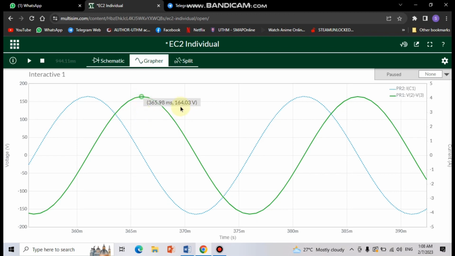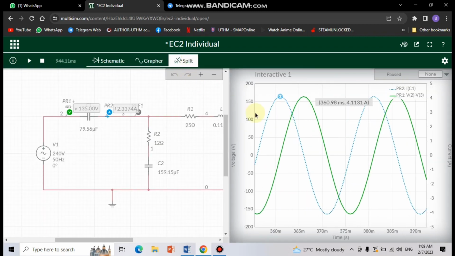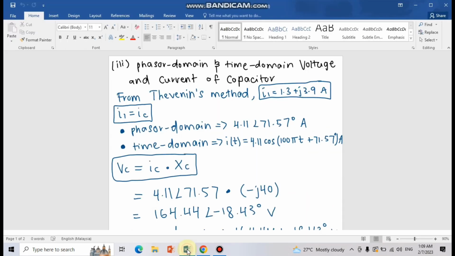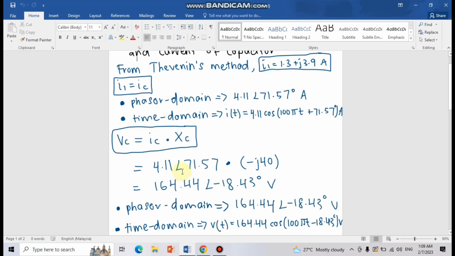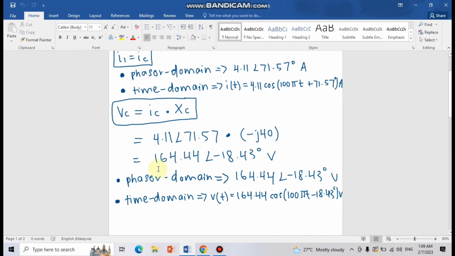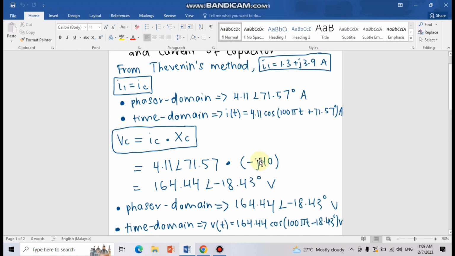So this is the value of voltage of the capacitor, which is 164.03 volt. And then for the current, this is the value of current, which is 4.1131 ampere. So compared with the manual calculation, it is almost the same, which is the value of current is 4.11 ampere, and for the voltage 164.44 volt.